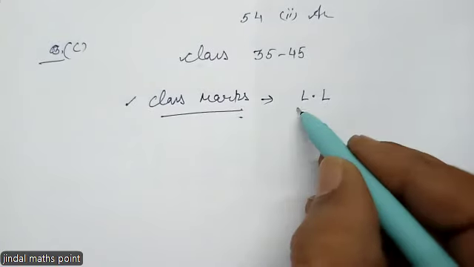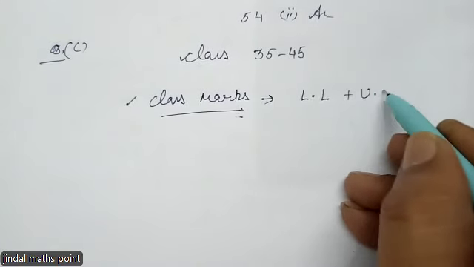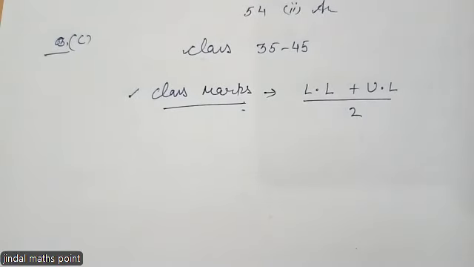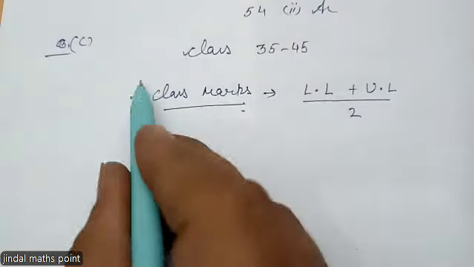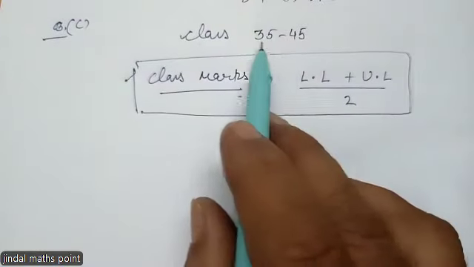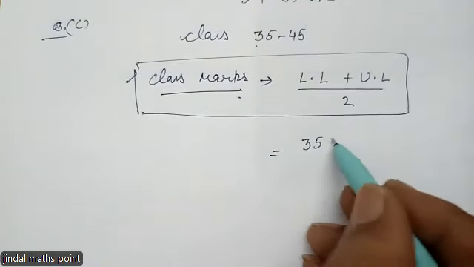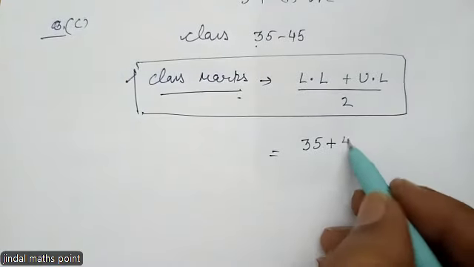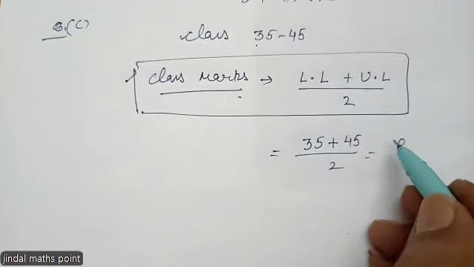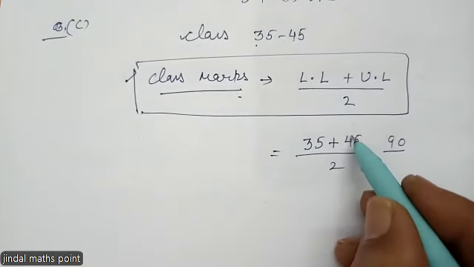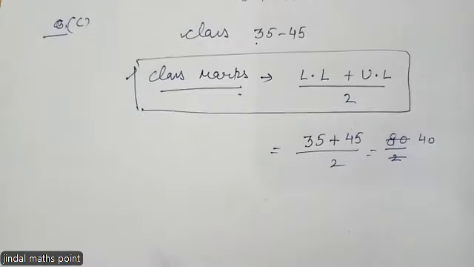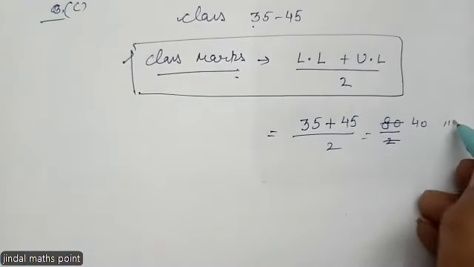You also have to learn this formula: lower limit plus upper limit divided by 2. This is the formula for class marks. Is it okay? Lower limit is 35 plus upper limit is 45, divided by 2. 35 plus 45 is 80. 80 upon 2, we get 40. 40 is the class mark. Third option is the answer.